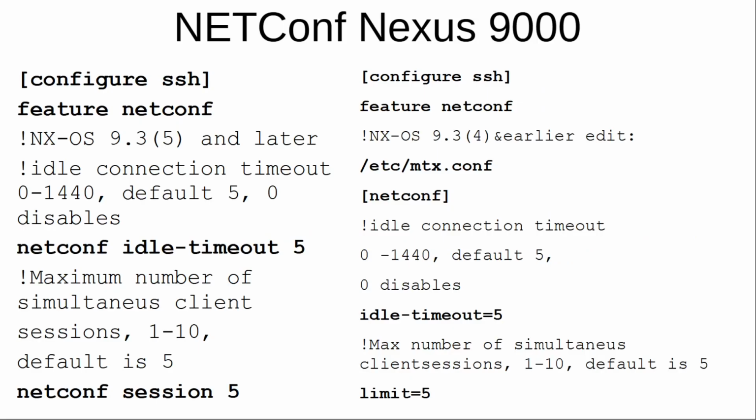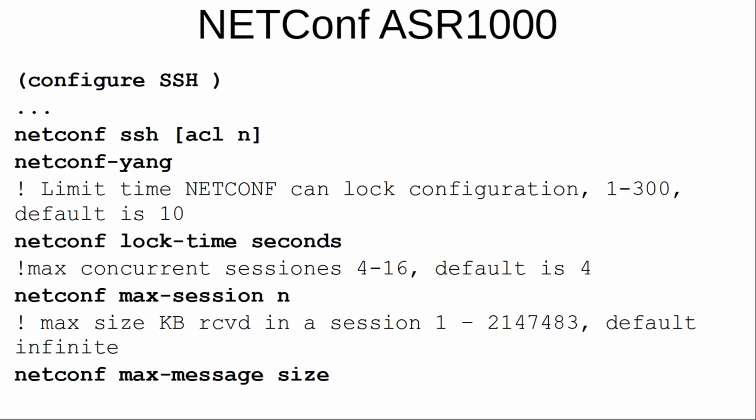In order to configure Netconf on the Nexus, you first have to configure secure shell, then issue the command feature netconf, and if you want to tune it, you can set the idle timeout or the session limit. For the ASR1000, you will also have to configure secure shell, and you will have to enter the netconf ssh and netconf-yang commands. Don't forget to use netconf-yang, and you can also tune it with the netconf log time, netconf max sessions, and netconf max messages settings.